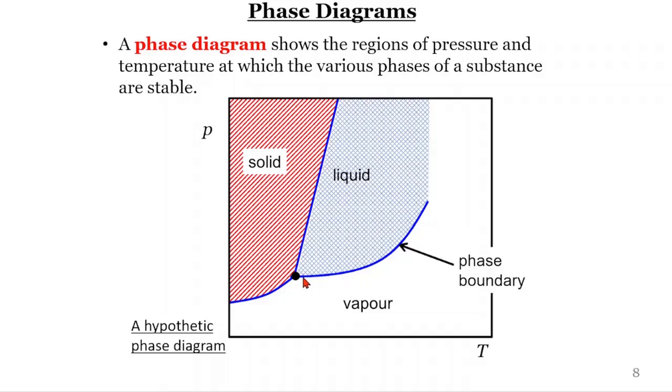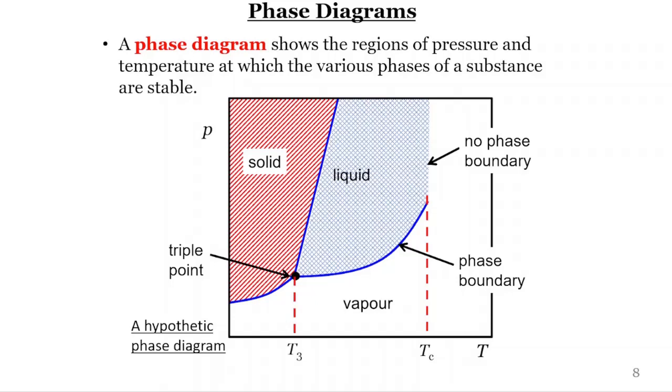This blue line is known as the phase boundary. Of course, up there is no phase boundary. We'll come back to that in a moment. And the temperature at which there is no phase boundary is known as the critical temperature. Here is called the triple point, and the temperature at which that happens is denoted T sub 3.